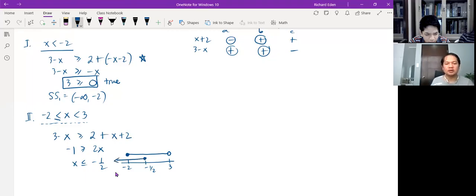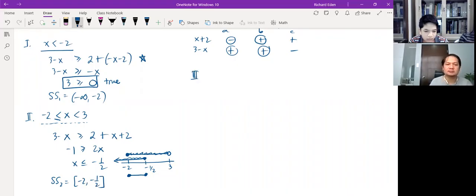Okay, but of course, we're not going to go lower than negative 2 because we have to stay within the assumptions of the second case. In other words, we have to take the intersection of the two shaded intervals that I am drawing here. And that intersection is negative 2 to negative 1/2 with both endpoints included. So the second solution set is the closed interval from negative 2 to negative 1/2.